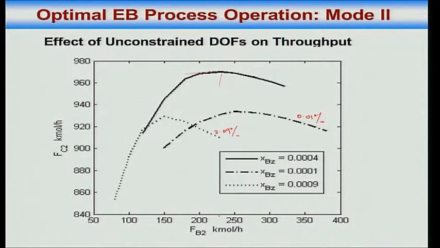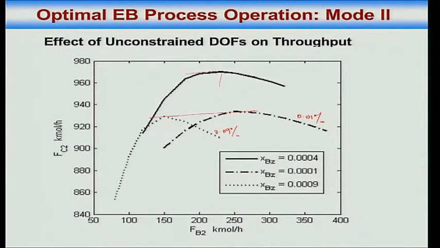If you don't play with the product impurity, the maximum achievable, at this extreme or that extreme, is about 930. So you are getting 40 kilomoles extra per hour throughput, and 40 is about 4% of 1000. 970 is about 1000, right? So 4% extra production just by playing with the two unconstrained degrees of freedom. 4% is a heck of a lot.